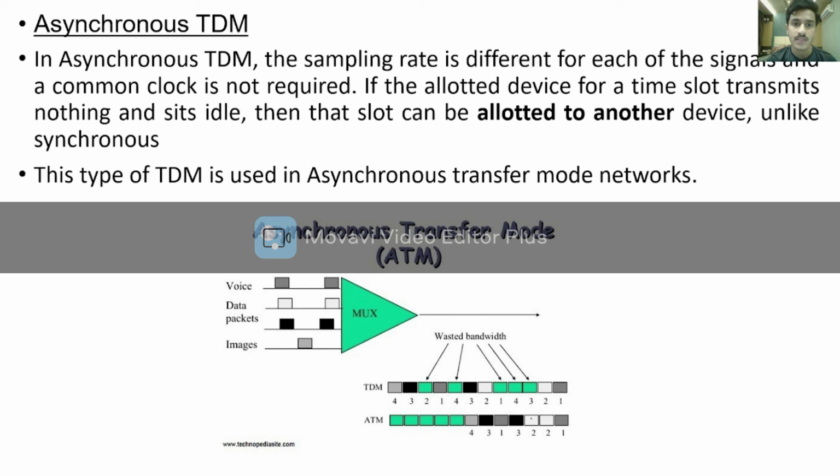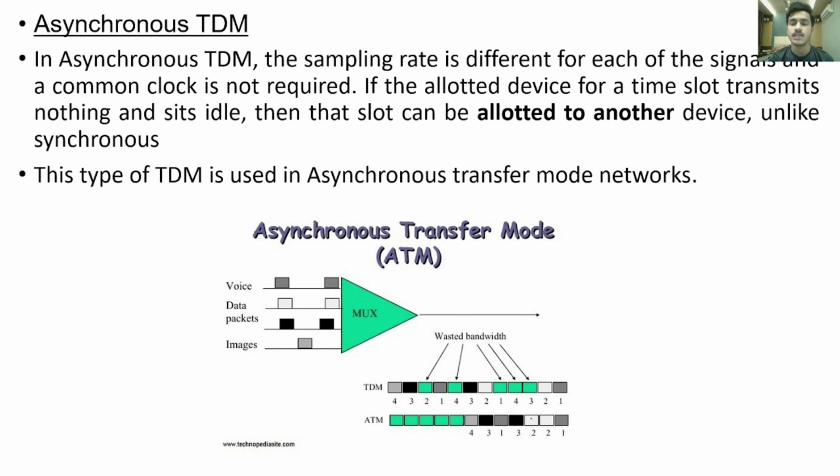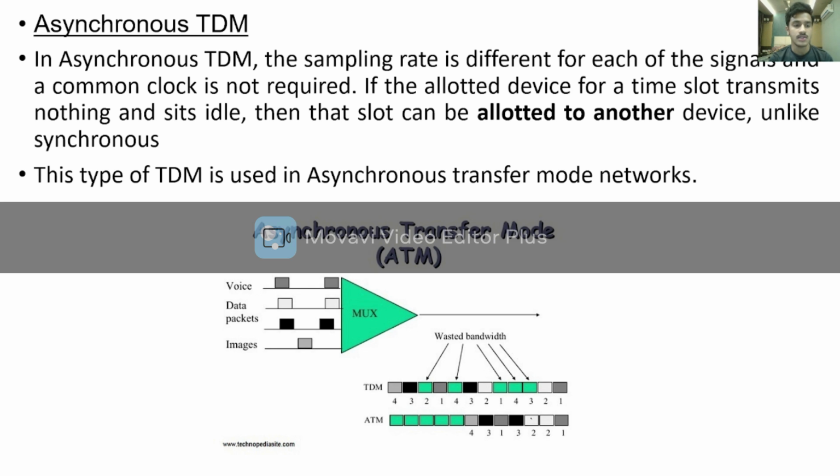Asynchronous TDM. The sampling rate is different for each of the signals, and a common clock is not required. If the allotted device for a time slot transmits nothing and sits idle, then the slot can be allotted to another device, unlike synchronous TDM. This type of TDM is used in asynchronous transfer mode networks.